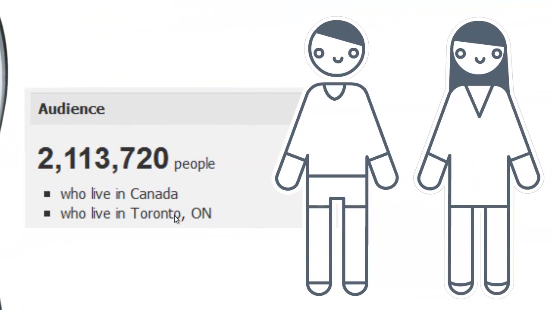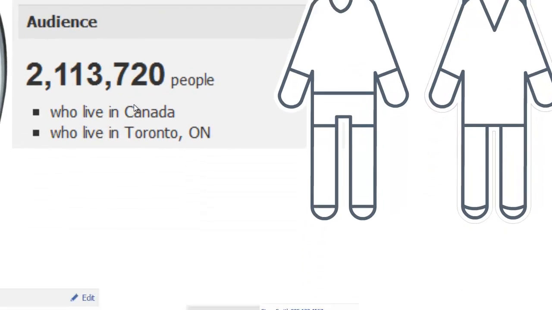As an example, there's over 2 million people who are on Facebook in Toronto. That's way too many people if I was a realtor servicing the Toronto area. There's no way I could advertise to all those people. But what if I turned it into niche advertising?